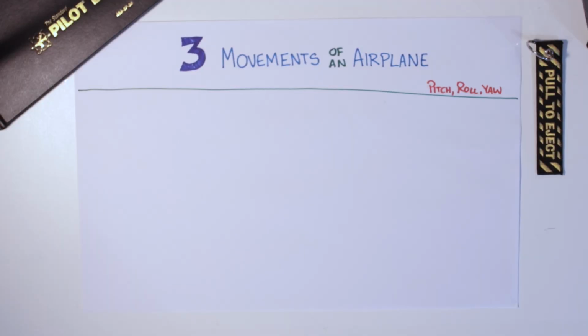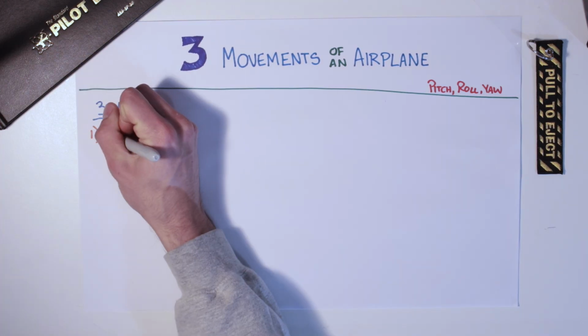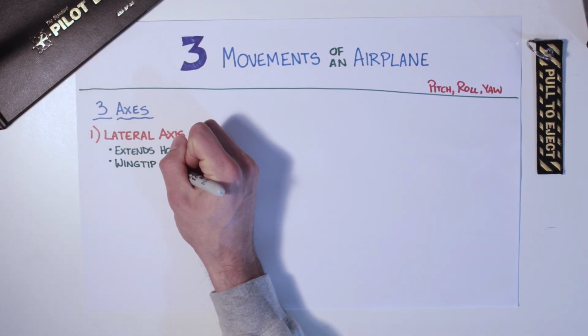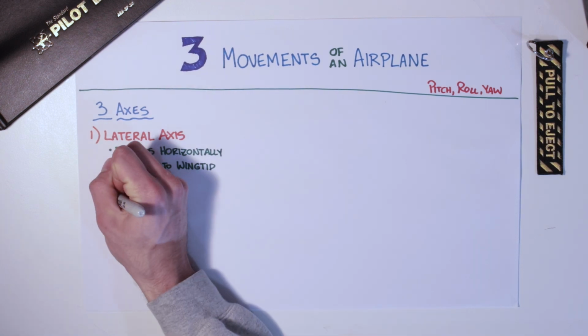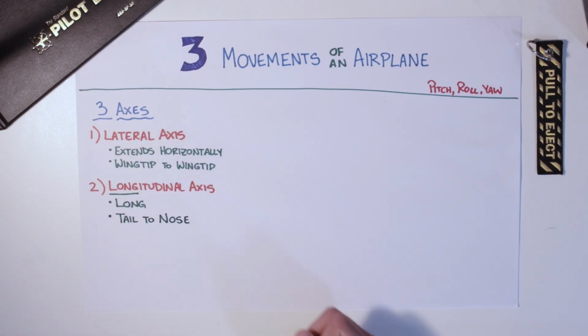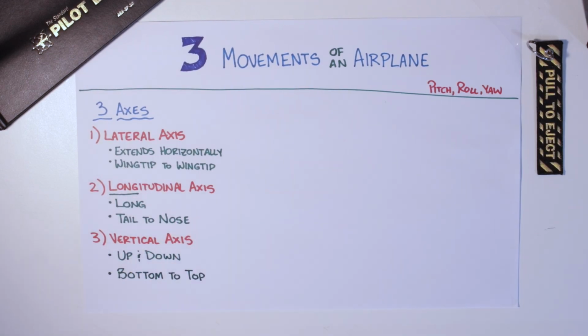These three movements move around three different axes, so before we discuss what these movements are, let's establish what these axes are. There's the lateral axis, which extends laterally or horizontally and goes from wingtip to wingtip. There's the longitudinal axis, think long. This extends from the tail of the plane all the way up to the nose. And then there's the vertical axis, think up and down.